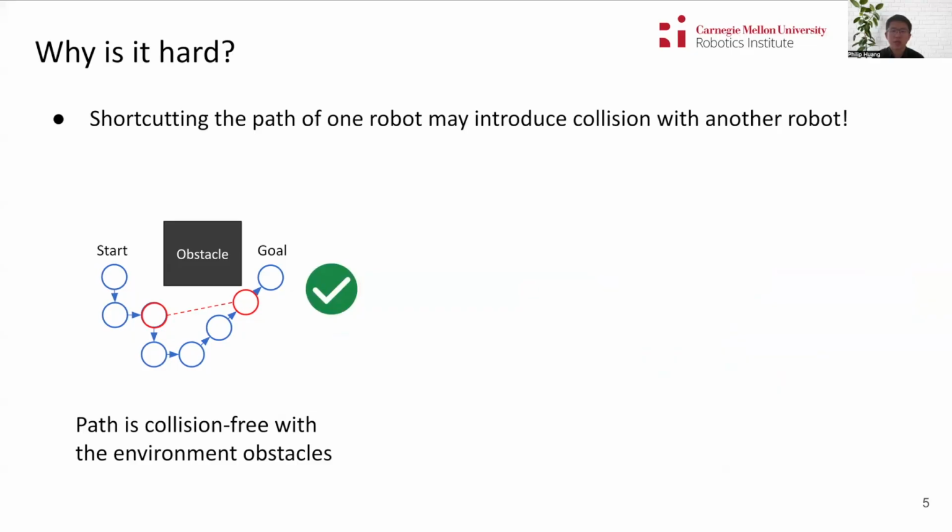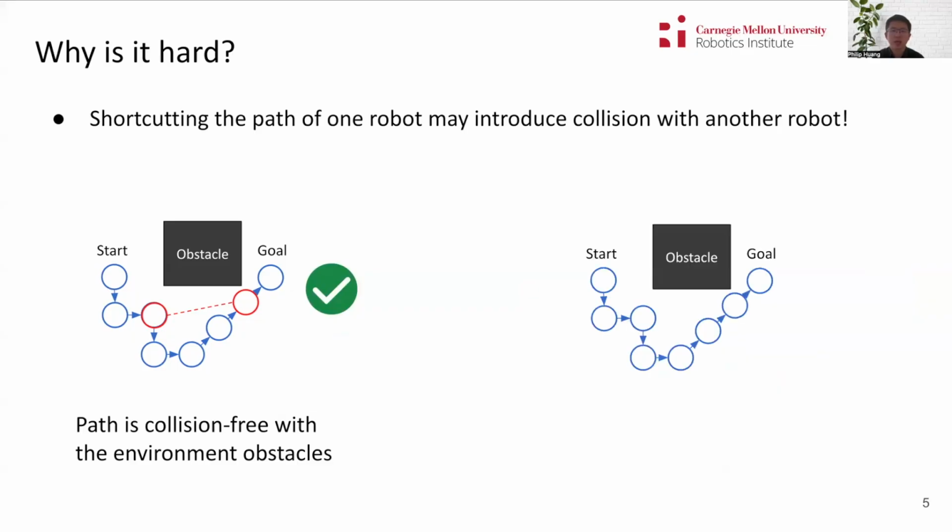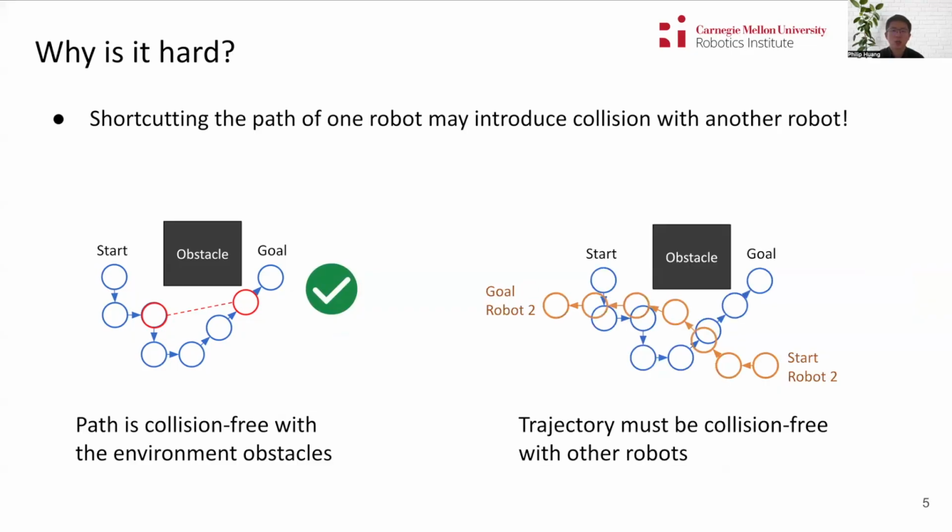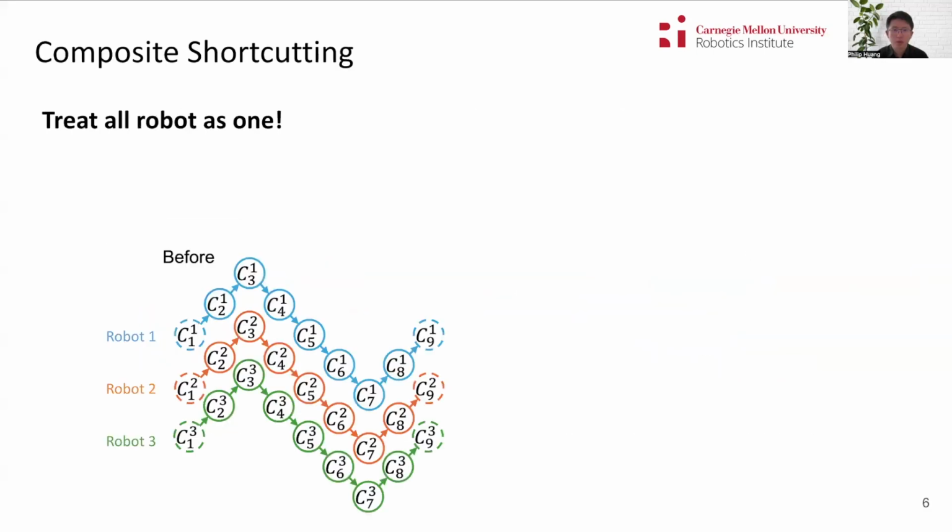However, for multi-robot, other robots become dynamic obstacles. Thus, a shortcut may create collisions with the other robots, so the timestamped trajectory must be collision-free with the other robots as well. To resolve this, we will next look at some common approaches.